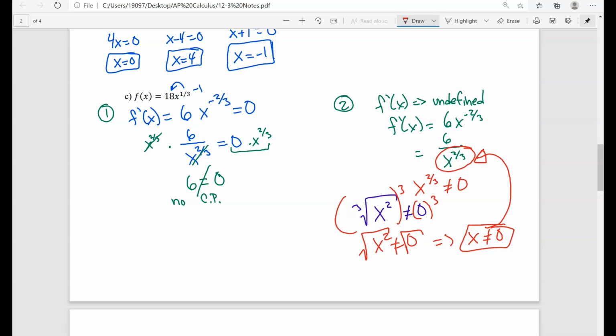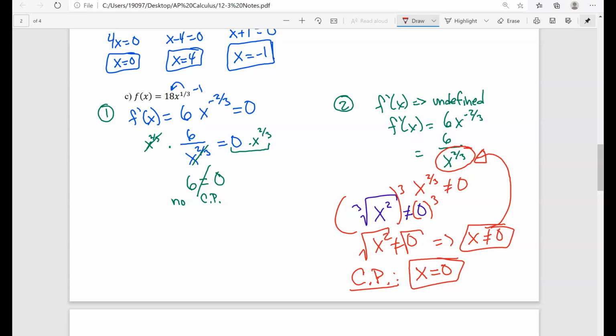But later on, there might be some problems where it might not be obvious, where you actually have to solve this problem. So in this case, x equals 0 is not going to be a solution for this guy. That means my only critical point is going to be wherever this was undefined. Where was this function undefined? At x equals 0. So x equals 0 is the only critical point that I have.